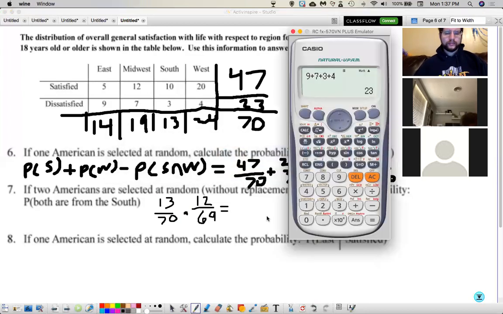So now there's only 12 people from the South and 69 people total. So we do that in the calculator. 13 out of 70 times 12 out of 69.